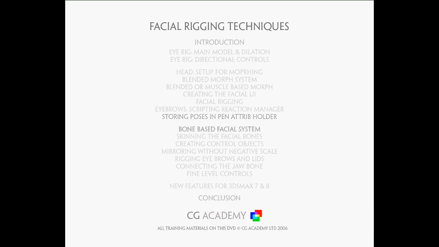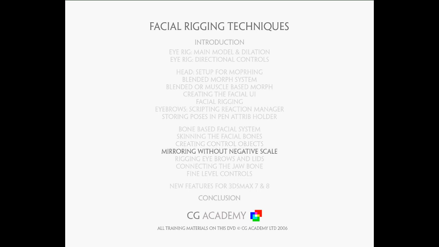Chapter 10, we're going to start on the bone-based facial system. We're going to look at placing bones in the face and scripting stretchy bones. Chapter 11, we'll be skinning facial bones, and we're going to look at skinning the face to the bone system we've generated. Chapter 12, creating control objects. We're going to set up and create control objects for the face and connect the bones to the controls. We're also going to set up a fall-off system for them so that one control controls many bones around the face.